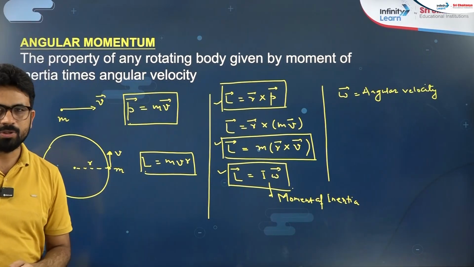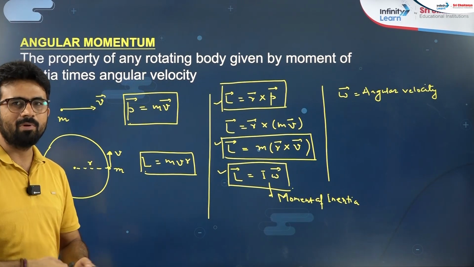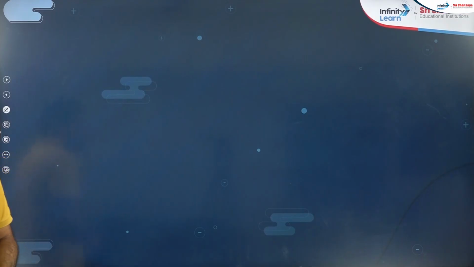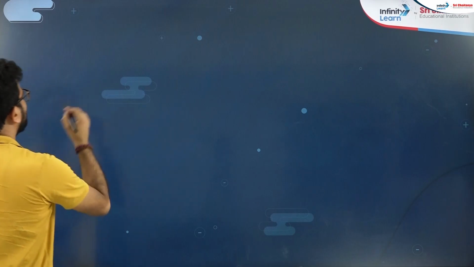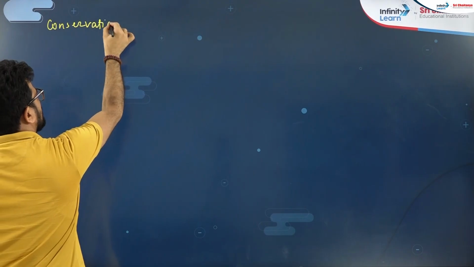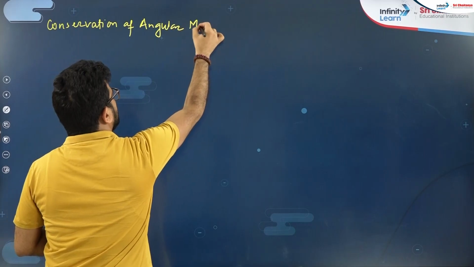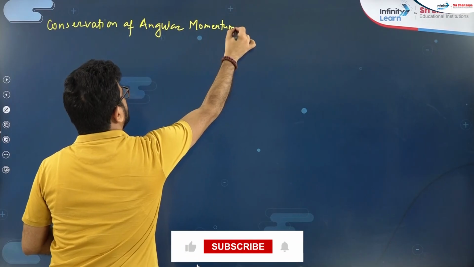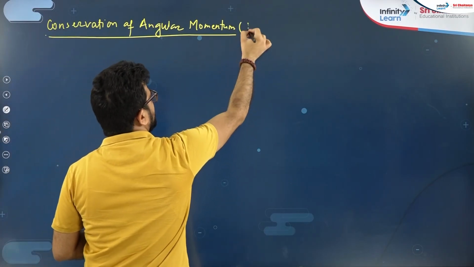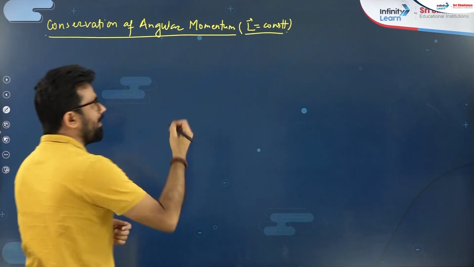Okay, now we are coming to the conservation of angular momentum, where it is conserved. So we have to learn about the conservation of angular momentum. In this part you will understand one very basic thing. When we write conservation of angular momentum, it means that angular momentum should remain constant with time. Why does it remain constant?